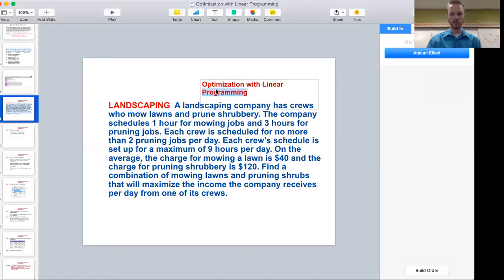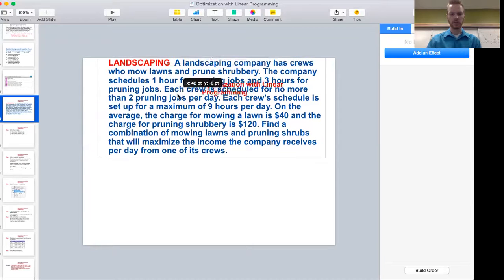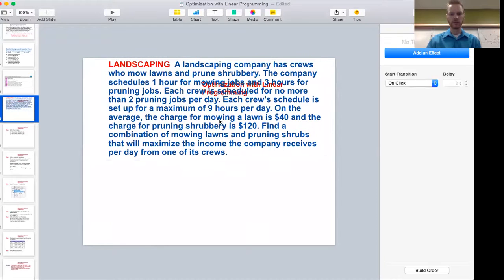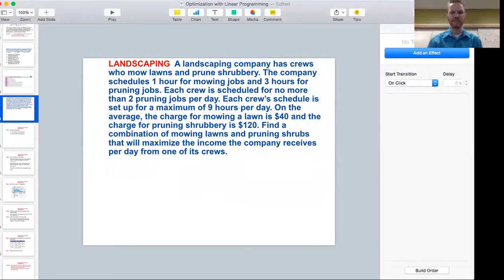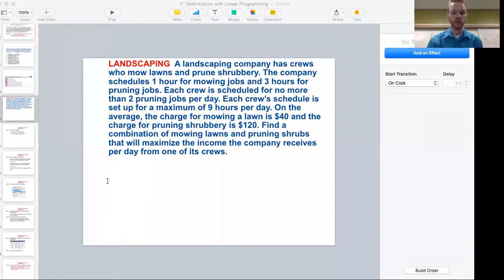So what I'm going to do, let me just move this around here. There we go. Oh no, there we go. Okay, and, oops, sorry about that. I don't know why that did that. Okay, so here we go.